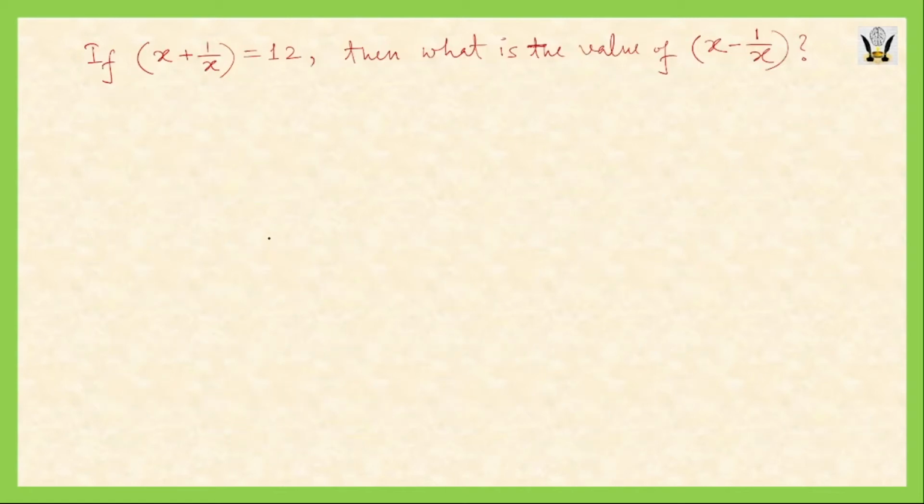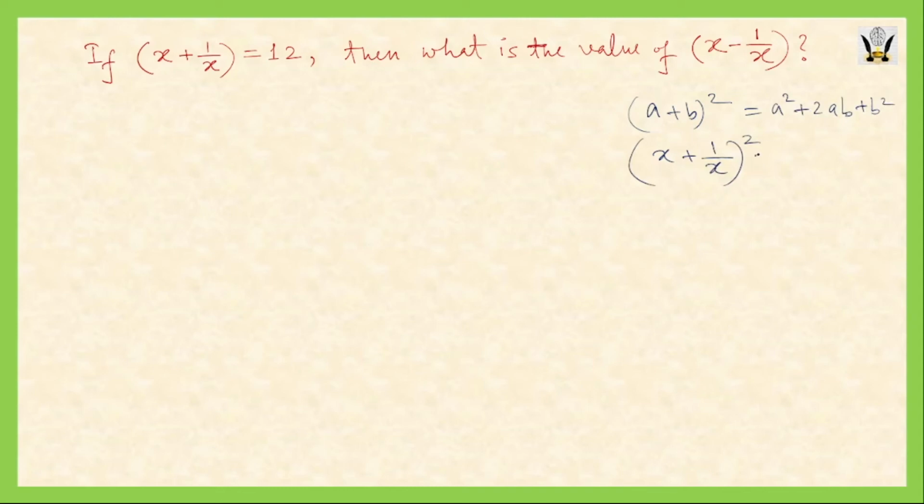Here what is given is x plus 1 by x, the reciprocal of the first variable, and that is equal to 12, and we have to find the value of x minus 1 by x. It is simple. In this type of problem, where the second variable is the reciprocal of the first variable, suppose we take the identity a plus b whole square, that is x plus 1 by x whole square. It is a square plus 2ab plus b square, right?